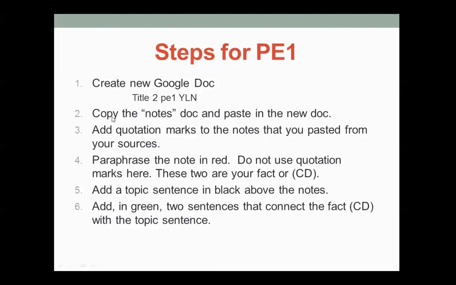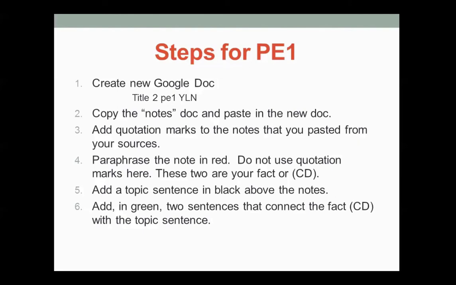Then what we're going to do is we're going to copy the notes document and paste everything from the notes document into the new PE1 document. After that, we're going to add quotation marks to the notes that you pasted from your sources. Then we're going to paraphrase the notes in red, and will not put quotation marks around them. One of these two items will become your concrete detail or your fact for a paragraph.